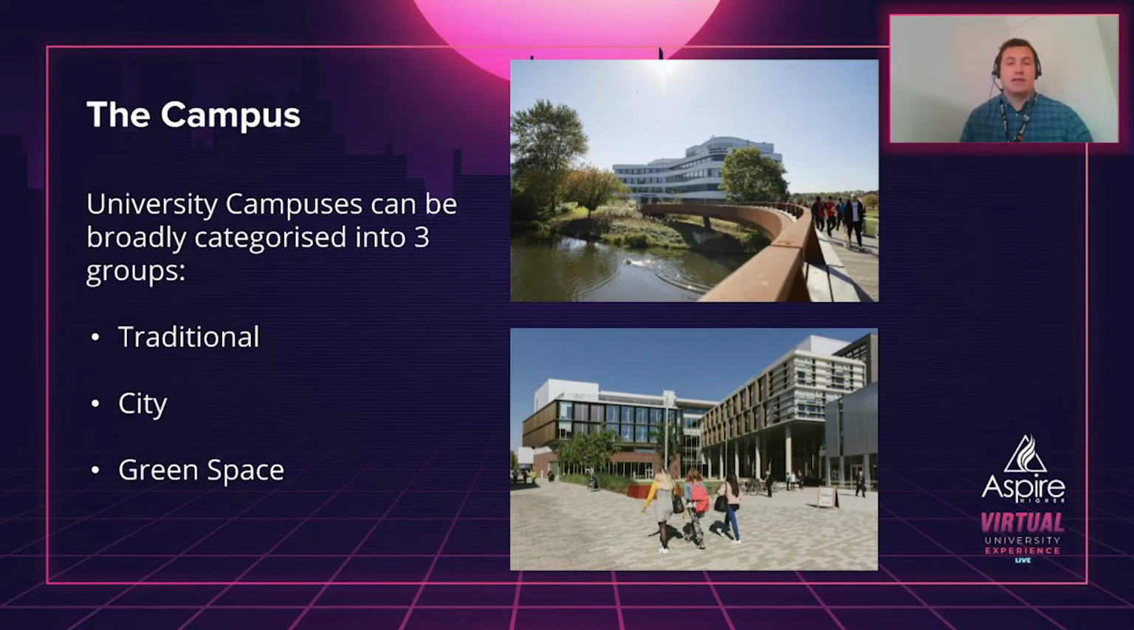So, campuses. You probably know what they are, and you've probably been to one if you've been on an open day, but they can be broadly categorized into three groups. You've got traditional campuses, where the university exists in one place and has lots of different buildings in one area. Traditional campuses have accommodation on campus, university buildings, research buildings, labs, and the sports complex all in one place. Traditional universities are the ones most associated with universities as a whole.